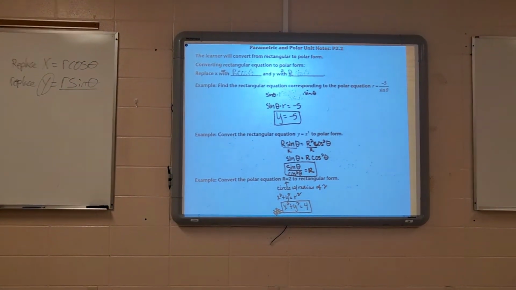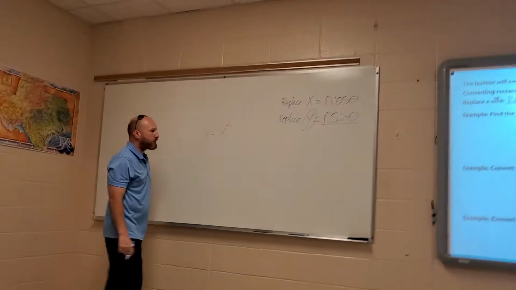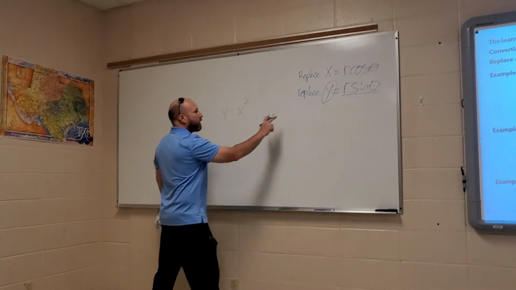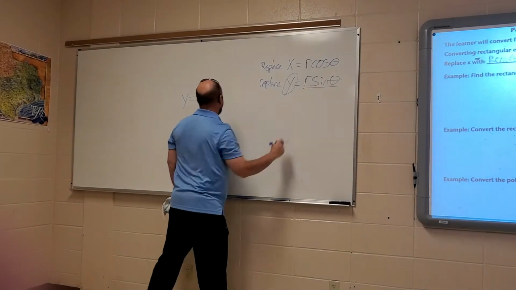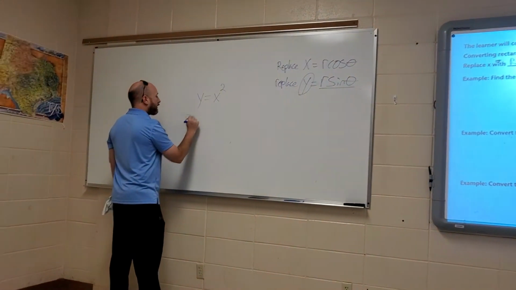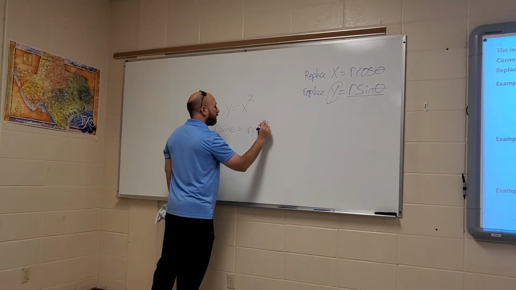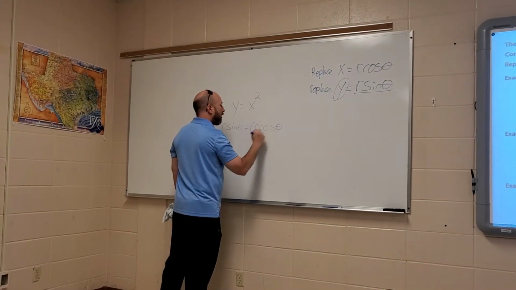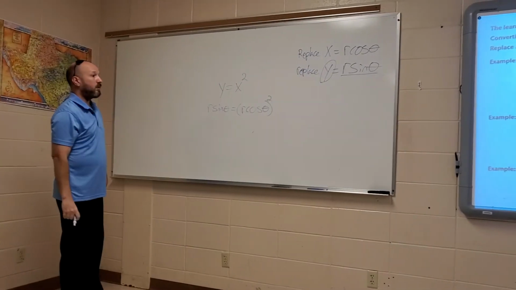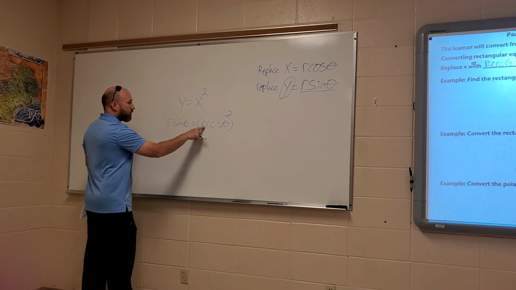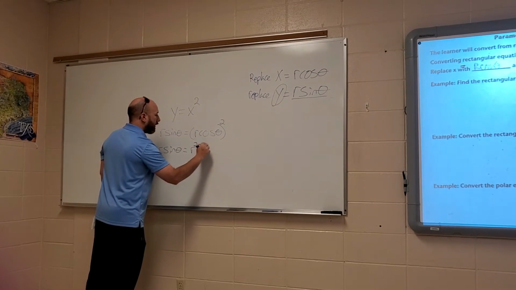Okay. So the next one says convert a rectangular equation y equals x squared into polar. Well, now we're just going to replace all our y's with r sine thetas and all our x's with r cosine theta. So this becomes r sine theta equals r cosine theta all squared. Okay? So then now you just square this side. So r sine theta equals r squared cosine squared theta.